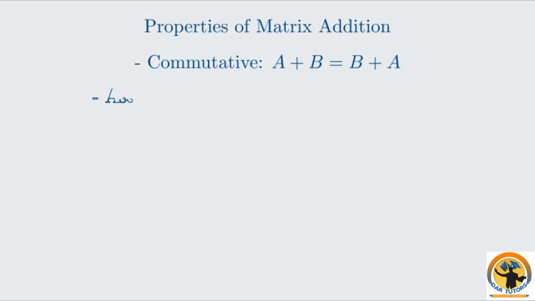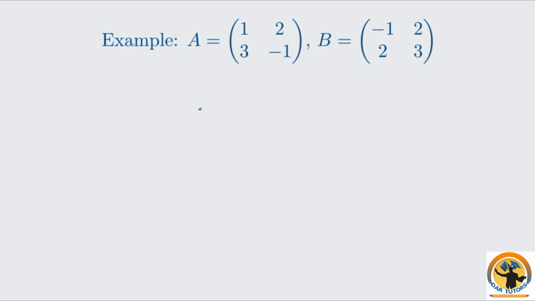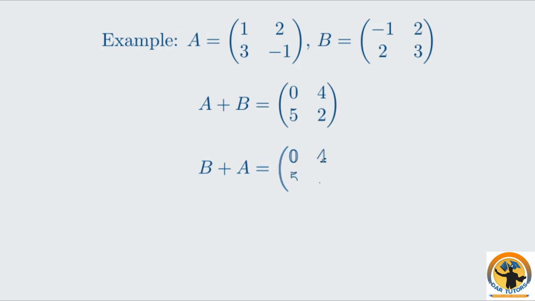Second, it's associative. This means that when you add 3 or more matrices, the way you group them doesn't affect the final sum. You can add A and B first, then C, or add B and C first, then A. For example, if we have these 2 2x2 matrices, A and B, adding A plus B gives us one result, and adding B plus A gives us the exact same result. This visually confirms the commutative property.